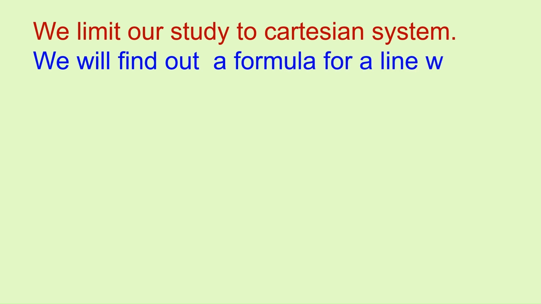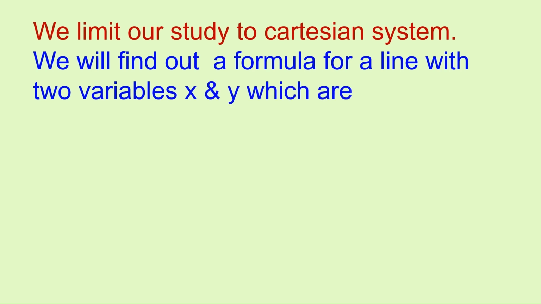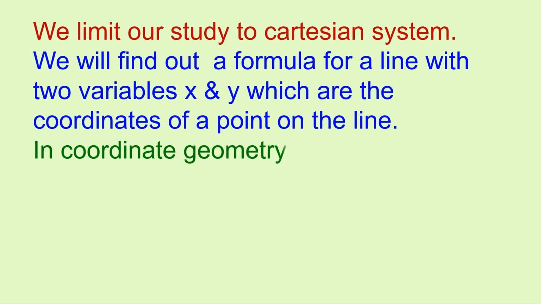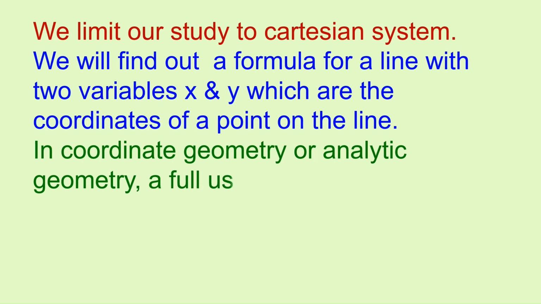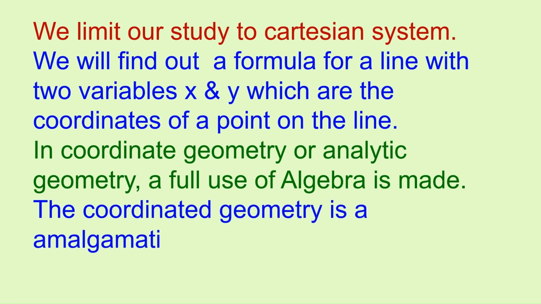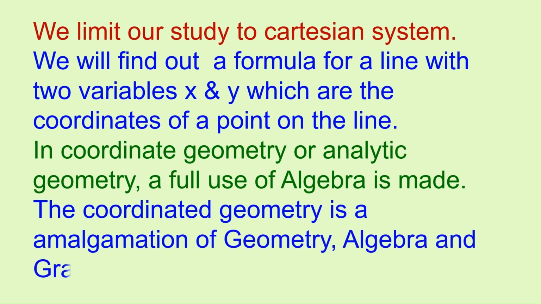We will find out a formula for a line with two variables x and y, which are the coordinates of a point on the line. In coordinate geometry or analytic geometry, a full use of algebra is made. The coordinate geometry is an amalgamation of geometry, algebra and graphs.